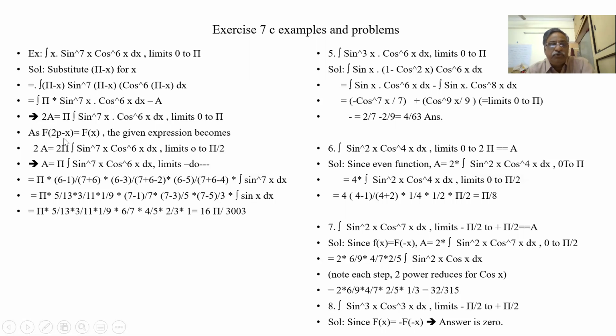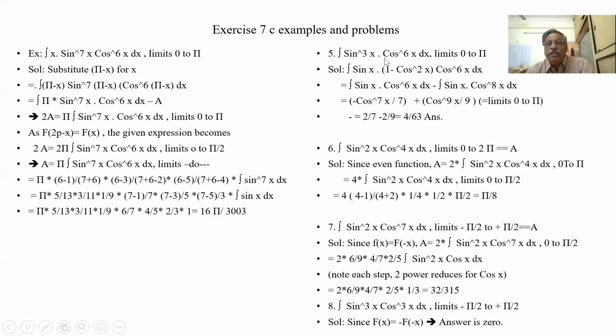So here we have used this formula. F of x is not f of minus x here, but f of 2p minus x is f of x. 2p is the 0 to 2p, the initial one. Here in place of 2p is pi. Here p is pi by 2. Okay, go to the next problem.